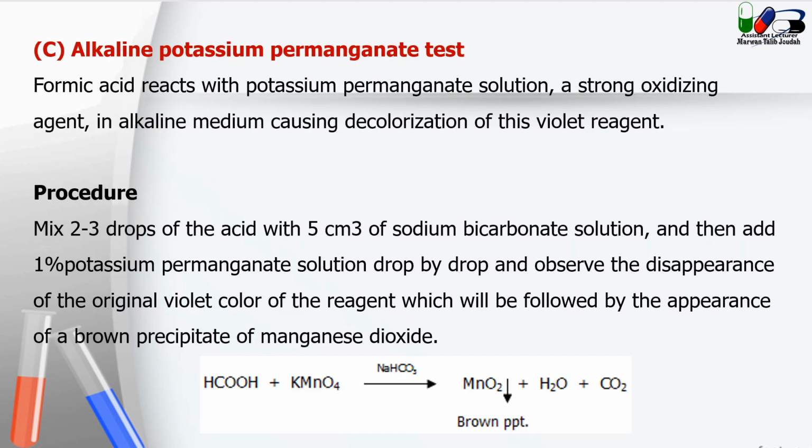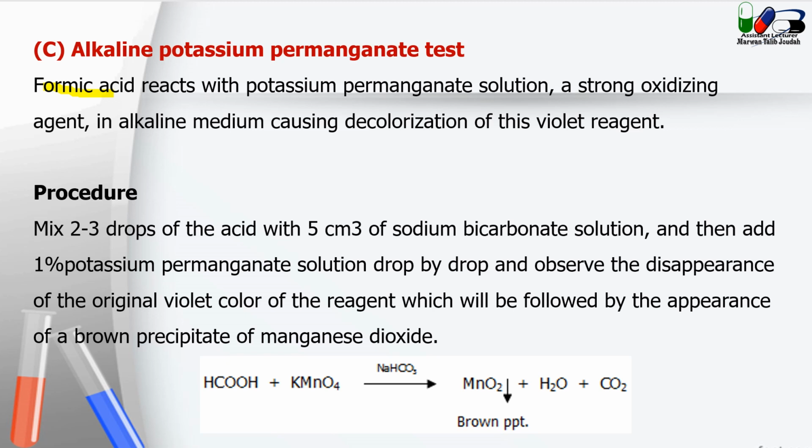Alkaline potassium permanganate test. This is the third test. Formic acid reacts with potassium permanganate solution, a strong oxidizing agent in alkaline medium, causing decolorization of this violet color. So the indication of the completion of the reaction is the change of the violet color of the reagent. It will be decolorization, so the color will disappear and become colorless.